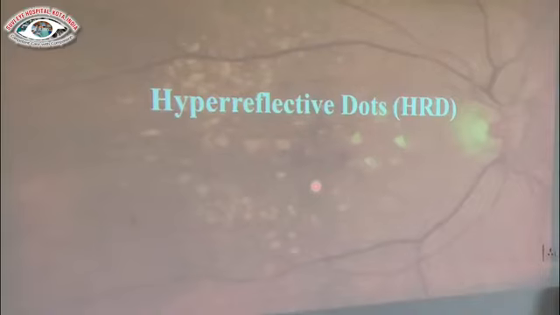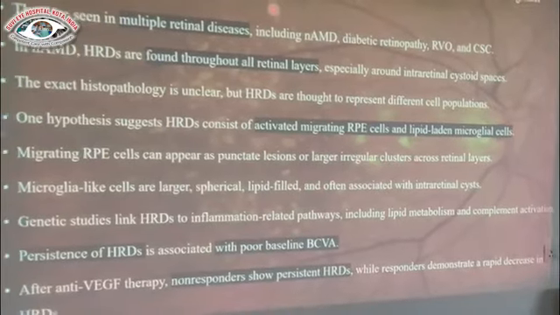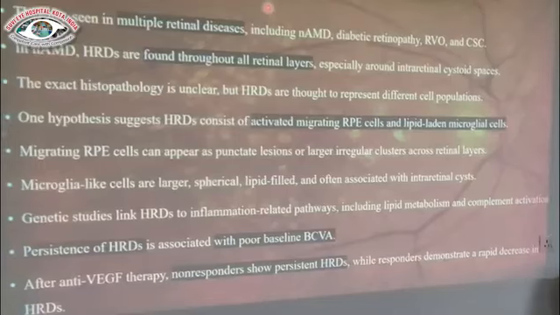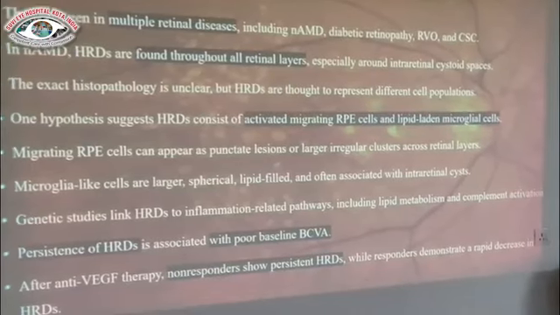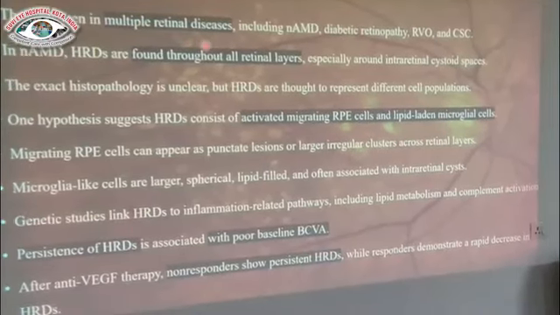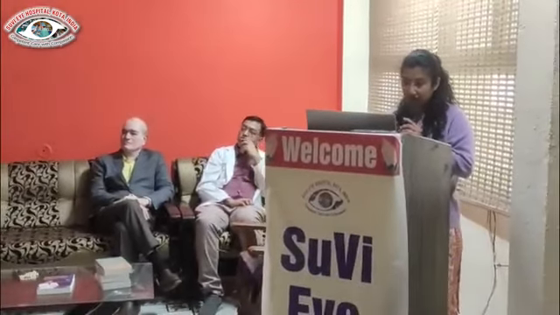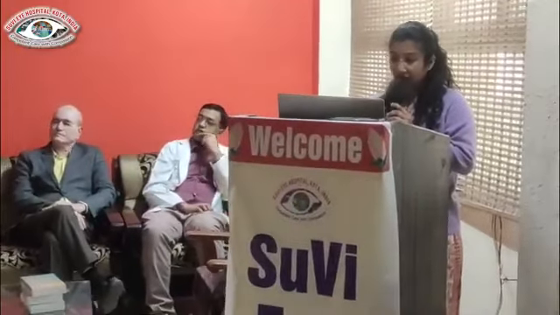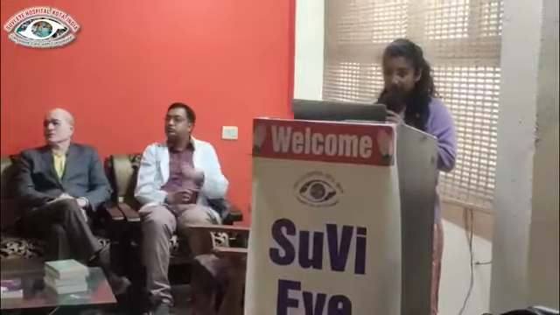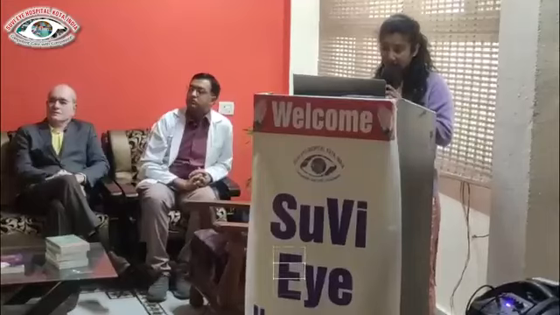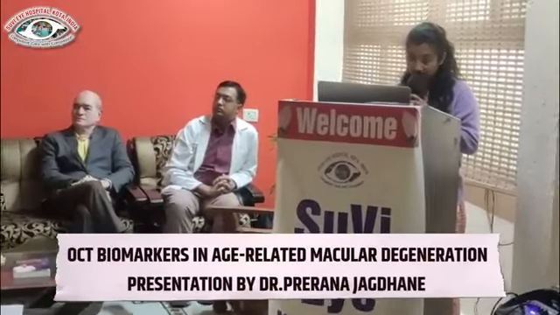Next are the hyperreflective dots. Hyperreflective dots are well-defined hyperreflective lesions on the OCT, mostly 20 to 40 microns in size. They are seen in multiple retinal diseases, including diabetic retinopathy, RVO, and CSR. They are found throughout the retinal layers, especially around the intraretinal cystoid spaces. The exact histopathology is unclear, but HRDs are thought to represent a different cell population, consisting of activated migrating RPE cells and lipid-laden microglial cells.